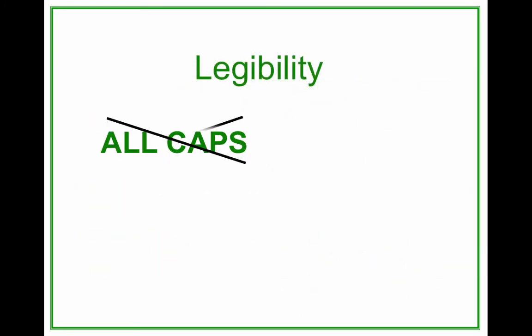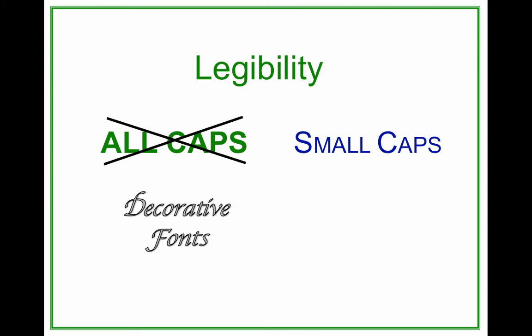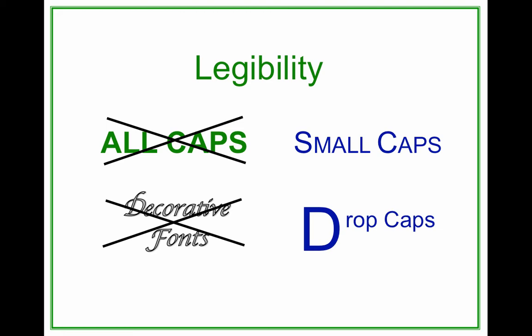All caps are difficult to read, and that's because we're used to seeing things that have capital letters have particular meanings, like proper names. You can use small caps instead. It's decorative and yet serves the same purpose. Some decorative fonts can be hard to see from a distance. Avoid them if possible. Instead, use drop caps for decoration.